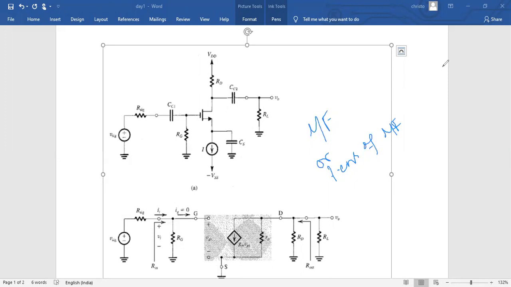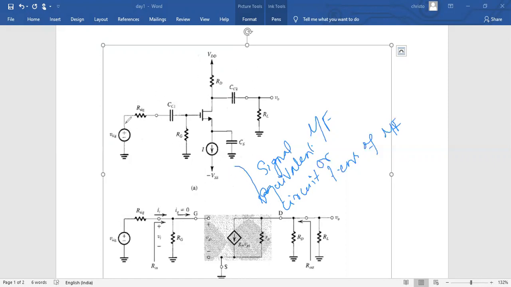Now we are going to see the signal equivalent circuit. What do we mean by signal equivalent circuit? Only the signal will appear in the circuit, and the biasing has to be eliminated. That means the bias part of the circuit has to be eliminated. Only the pure signal components will be present in the circuit, and the remaining part will be eliminated.